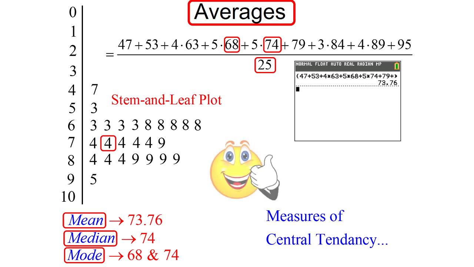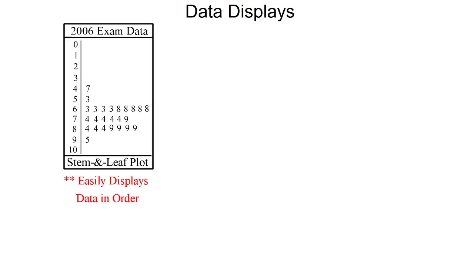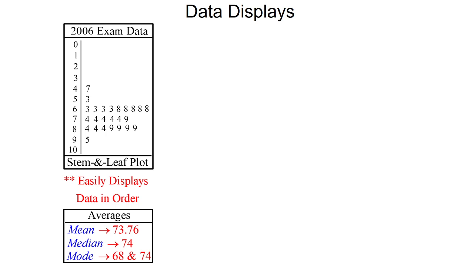Isn't that fun? Okay, next, let's put this in our official display. And this is what I'd turn into my teacher the last day of the school. All right, right there. Beautiful. There's my averages. Mean, 73.76. Median, 74. And mode, 68 and 74. Okay. Where are we going to go now? Oh, the box and whisker plot.